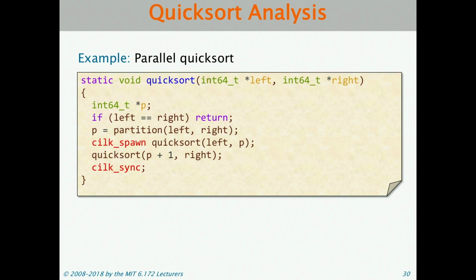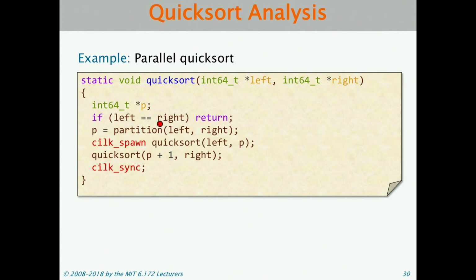What we do is we first check if left is equal to right. If so, then we just return because there are no elements to sort. Otherwise, we're going to call this partition function. The partition function is going to pick a random pivot, so this is a randomized quicksort algorithm. Then it's going to move everything that's less than the pivot to the left part of the array, and everything that's greater than or equal to the pivot to the right part of the array. It also returns a pointer to the pivot.